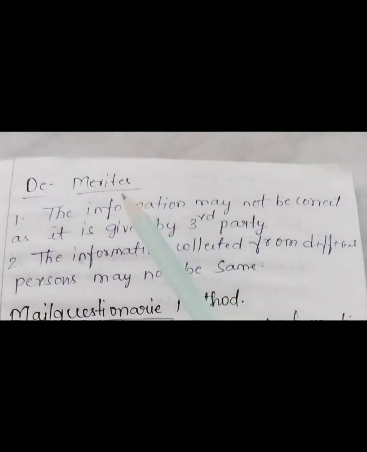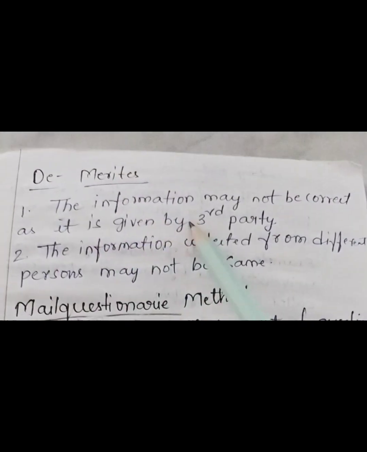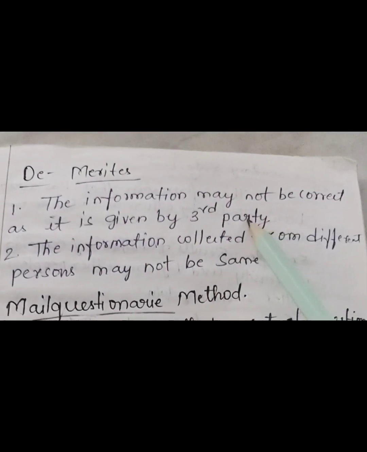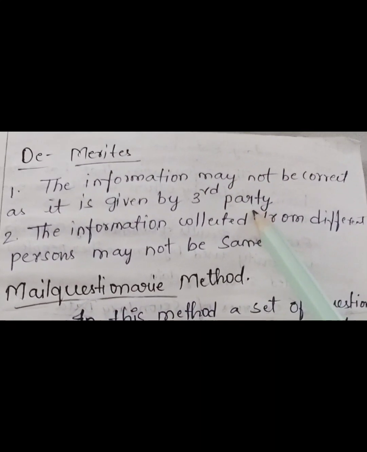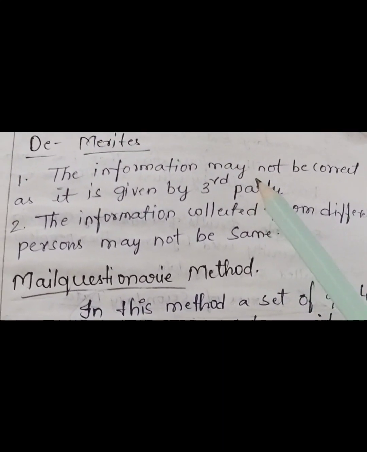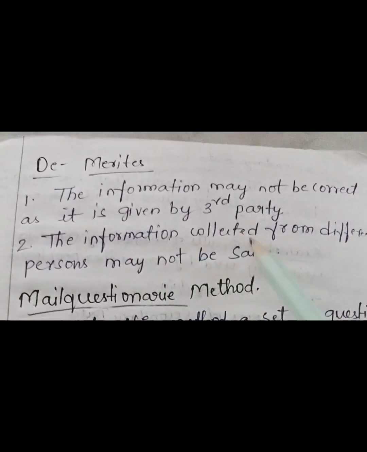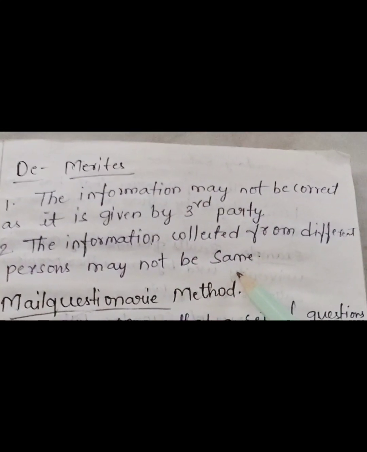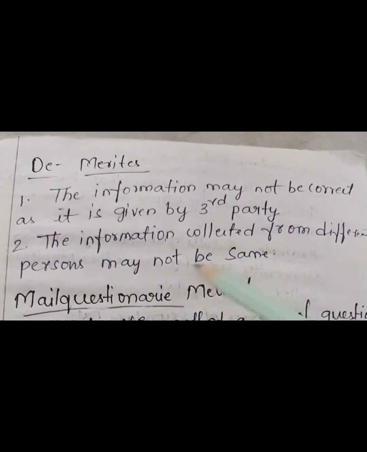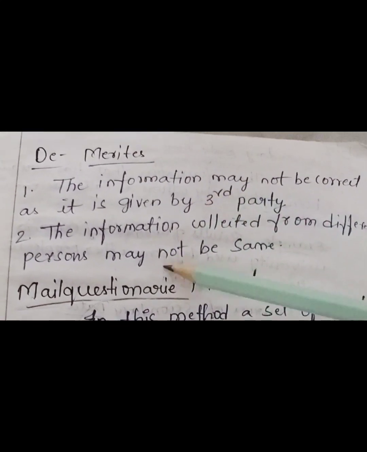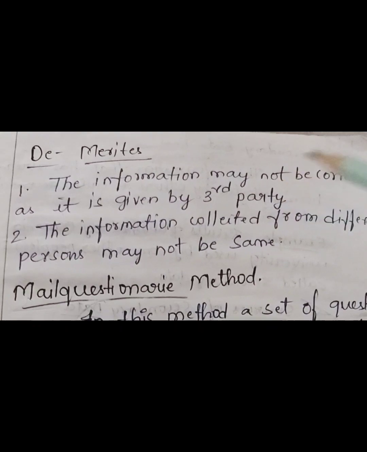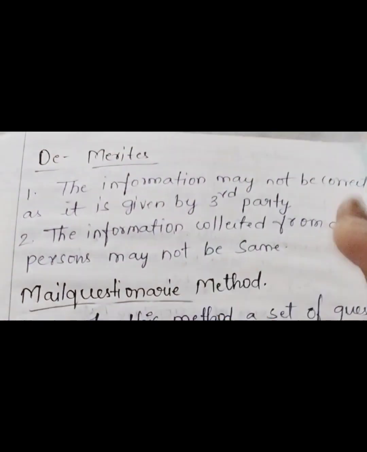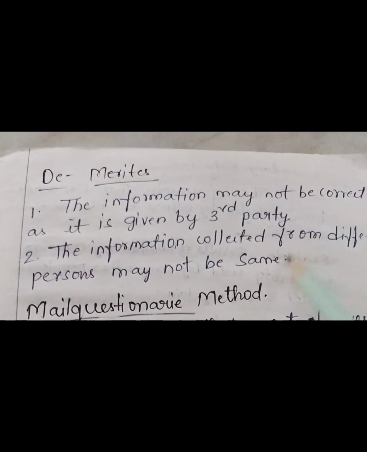Next we have the demerits. The information may not be correct as it is given by a third party. Sometimes the information provided by a third party is not trustable, and it does not give us the right information. The second one: the information collected from different persons may not be the same. As we approach third parties, different persons give different opinions or different information, so the information collected may not be the same with everyone. These are the two demerits we have.